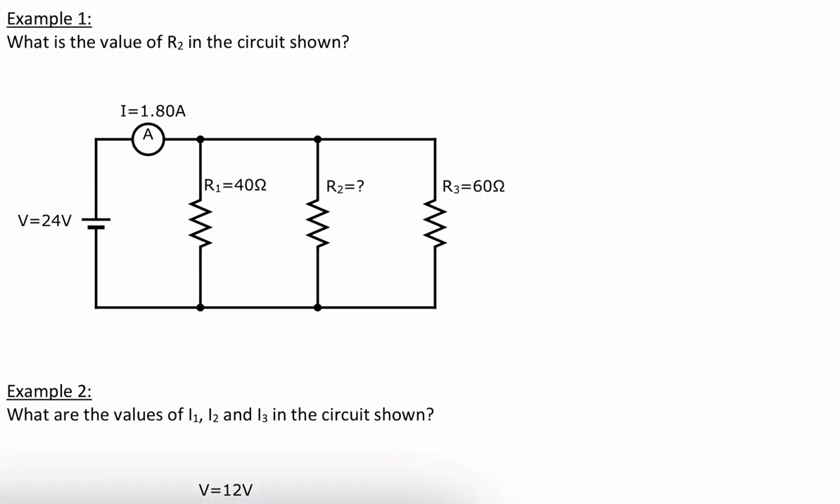In this first example, we have a circuit. We've got a power supply, and then we've got 3 resistors, and note that these are all in parallel. The resistors are in parallel, and they're in parallel with the power supply. We've got 1 ammeter here, giving us a reading, and we're being asked to find the value of R2, basically meaning we want to know what this resistance is right there.